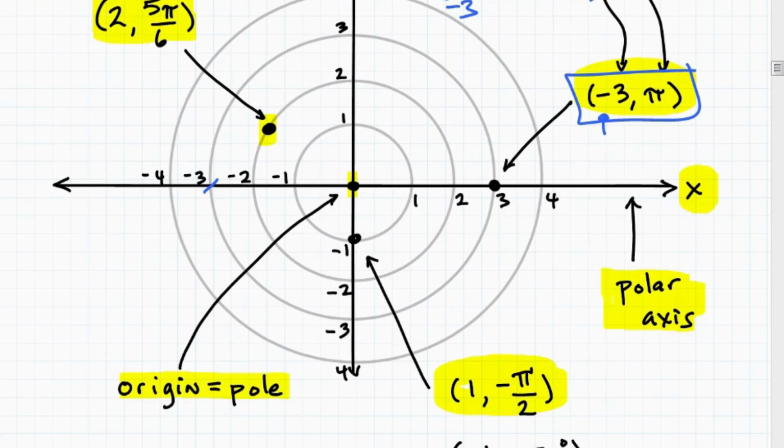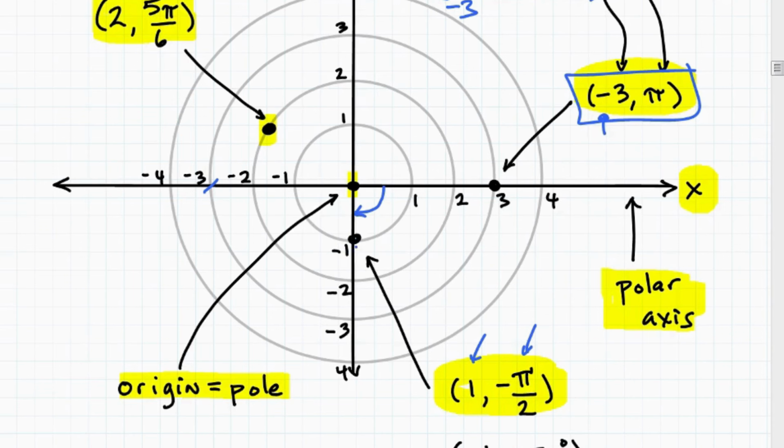All right, so the radius is 1. Okay, that's no big deal. But the angle is negative pi over 2. So negative pi over 2 is negative 90 degrees. So I'm going counterclockwise. I'm just going out 1. Now, although this is a negative 1 here, you don't have to worry about that. This is the point that we're referencing.